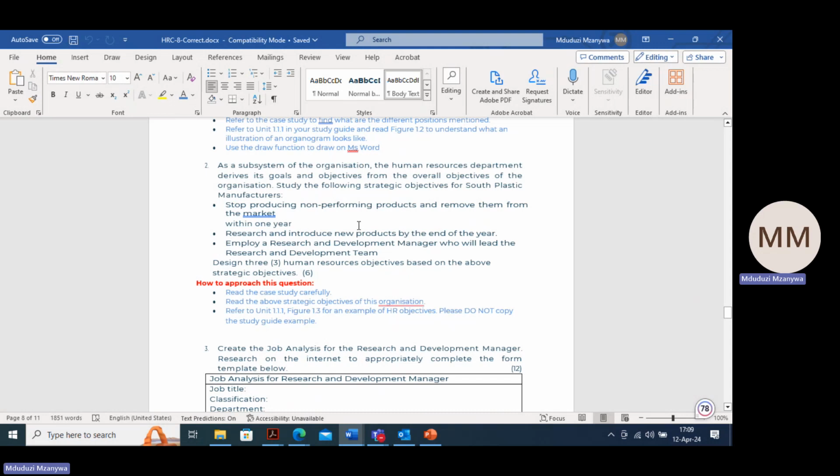Now that they are saying research and introduce new products, what would this mean for HR in terms of their objectives? So please read the case study carefully, find out what the strategic objectives are, and then go to unit 1.1 and I think figure 1.3 in your case study. There are examples of HR objectives. Please don't copy those. Find ones that would be relevant to these objectives of the organization. Find how HR can do this.